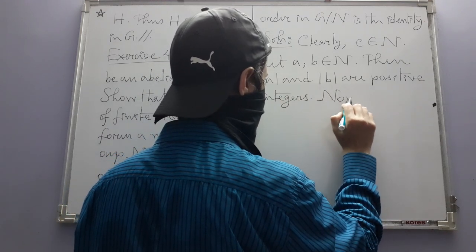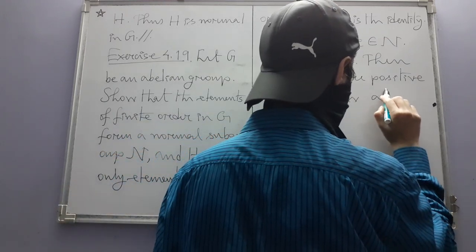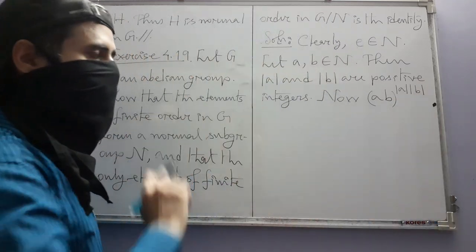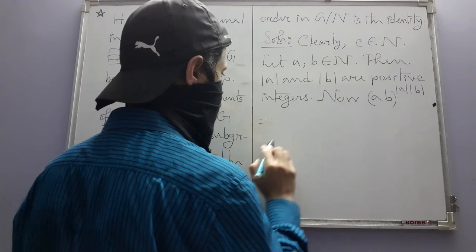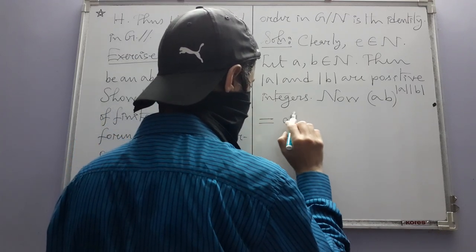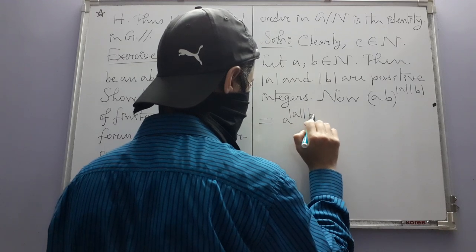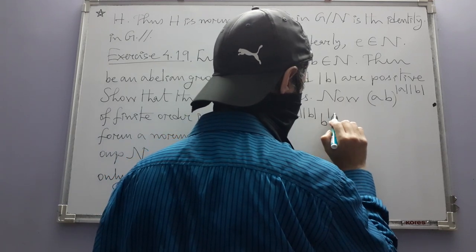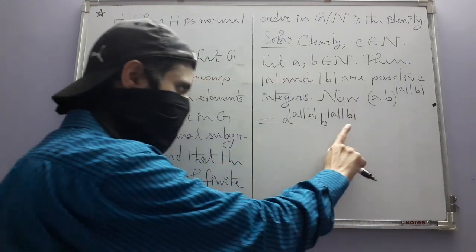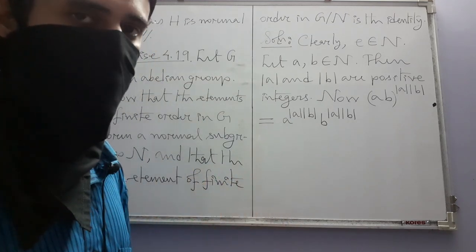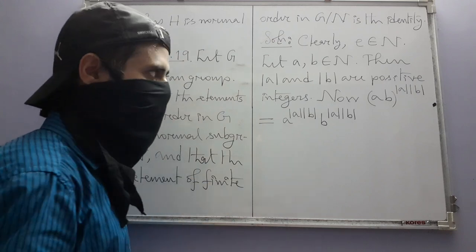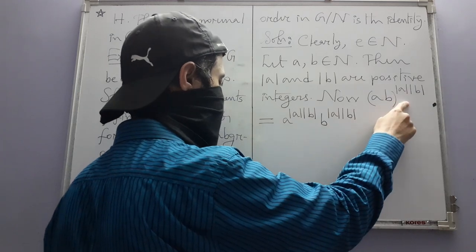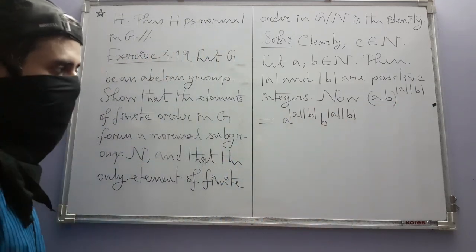Now, if you consider this power of the product, where the exponent is the product of the powers, then using one of the rules of exponents, let me just first write it and then I'm going to say something. In this step, we have not used any rule of exponent, but the fact that the group is abelian. The abelian nature of the group allows us to write this power as a product of these two powers.